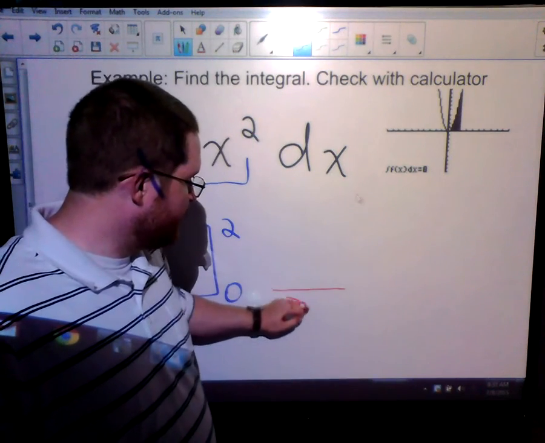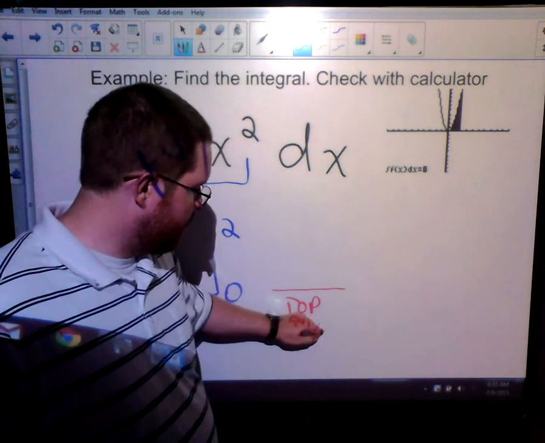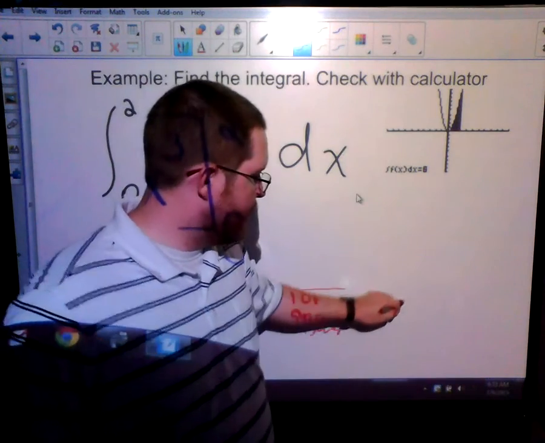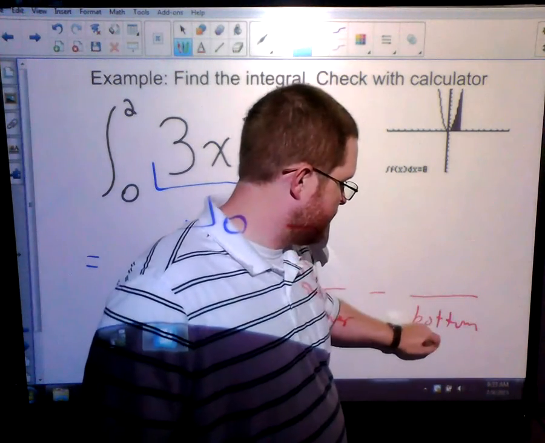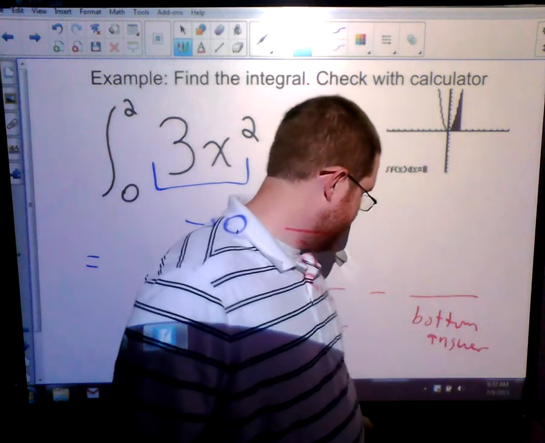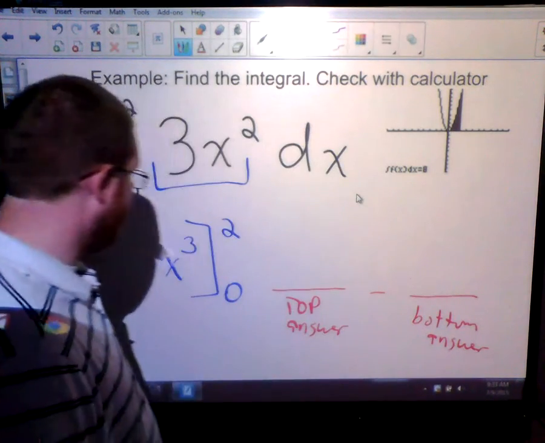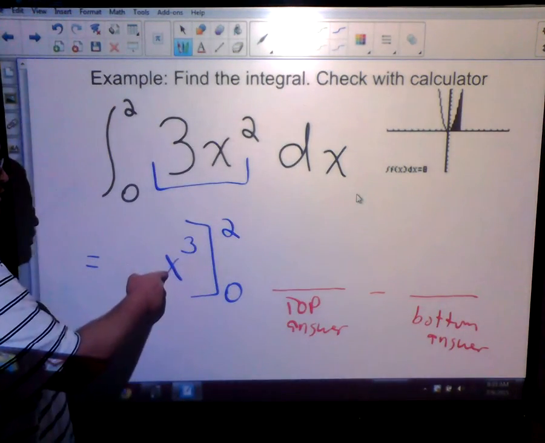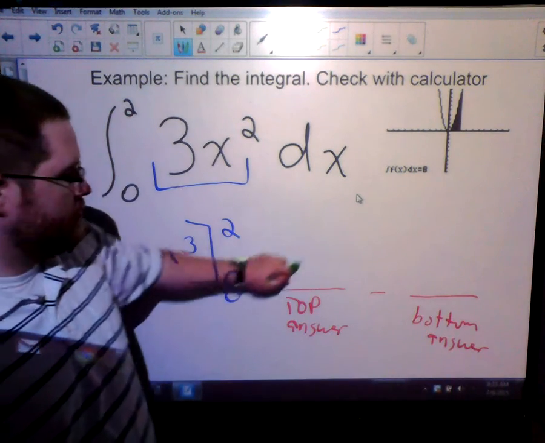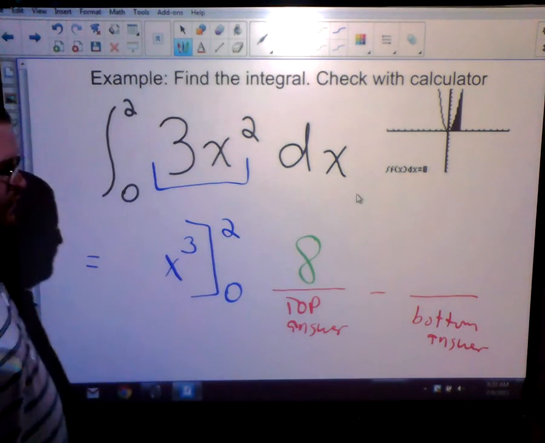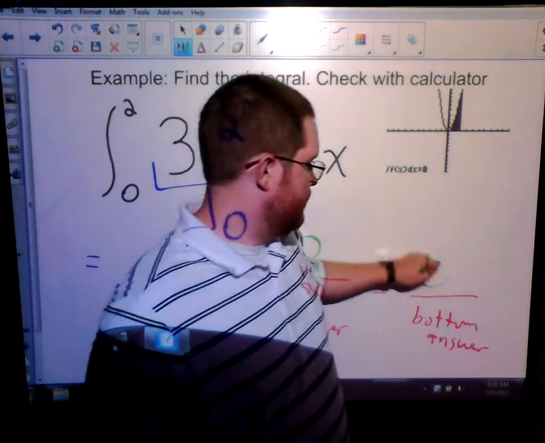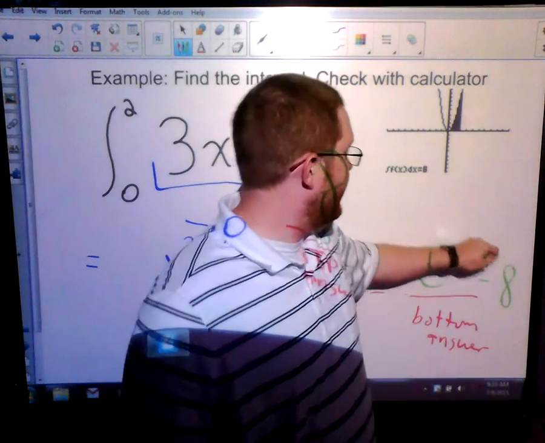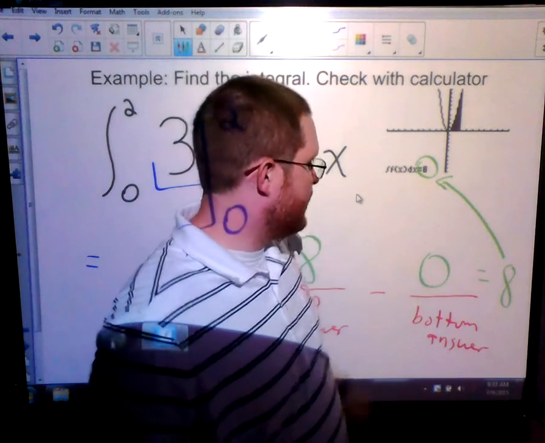I need the top answer minus the bottom answer. If you plug in the top answer, what is 2 cubed? You get 8. If you plug in the bottom, what do you get? You get 0. 8 minus 0 is 8, which matches the answer I was supposed to get.